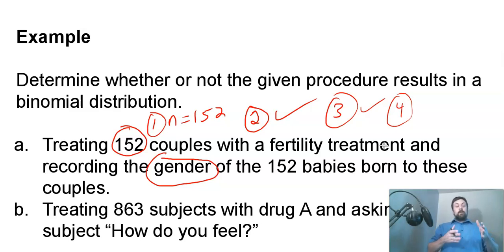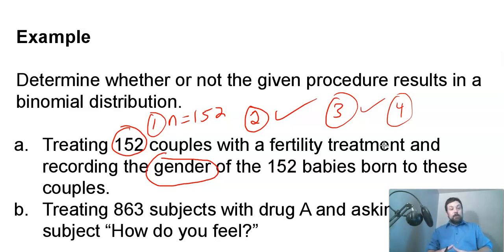And requirement number 4, the probability of a success should not change from couple to couple. Right? So the couples are the trials here. And so the chance of the first couple having a boy should be the same as the chance of the last couple having a boy or girl, whichever gender you want to look at. And again, based on the information given in this problem, that seems to be the case.